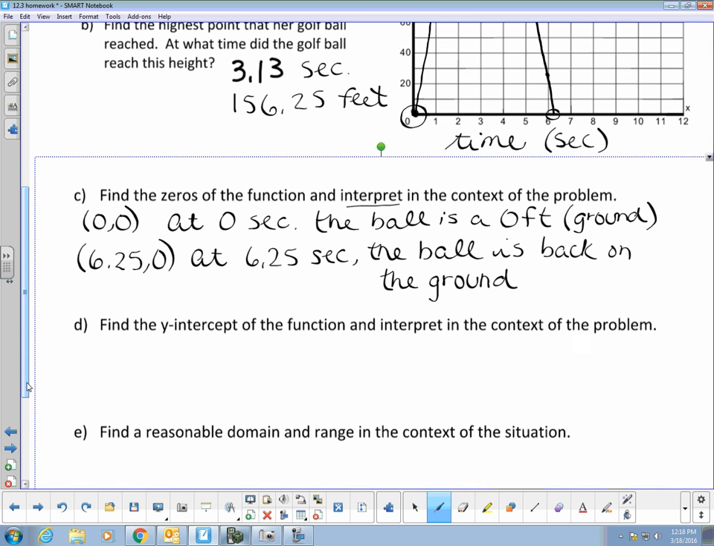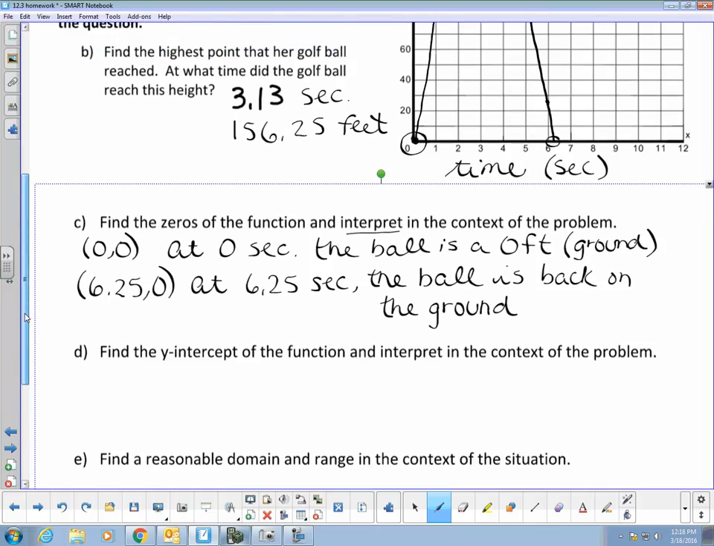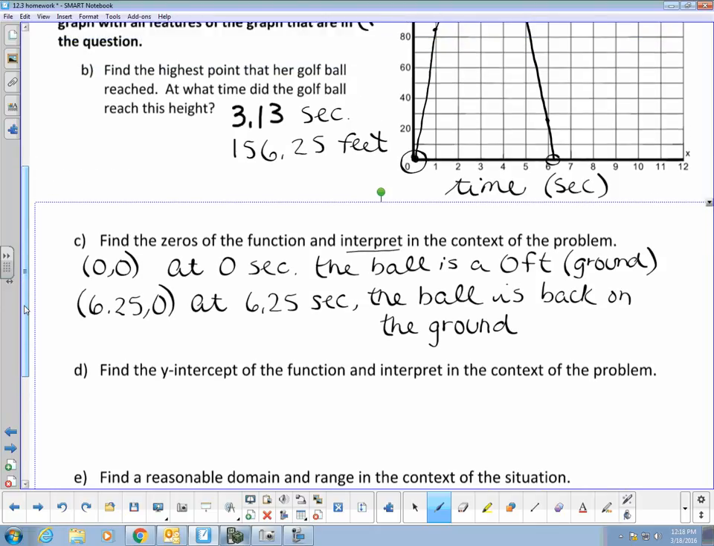Find the y-intercept of the function, and again interpret in terms of the problem. So my y-intercept is the same as one of my x-intercepts, at 0, 0. And again, it has the same meaning that we wrote up here. At 0 seconds, the ball is at 0 feet, which means that it's on the ground.